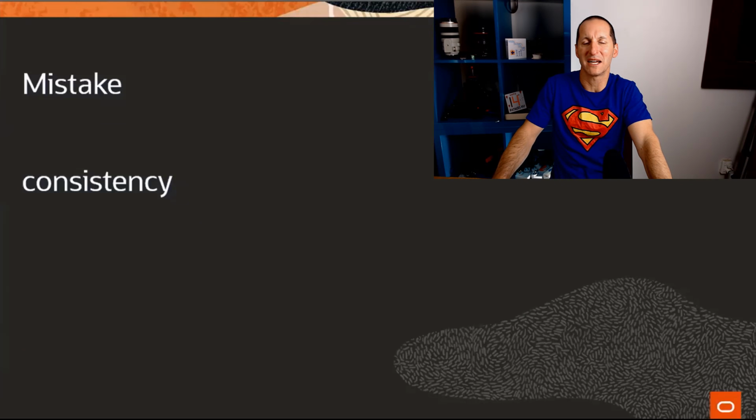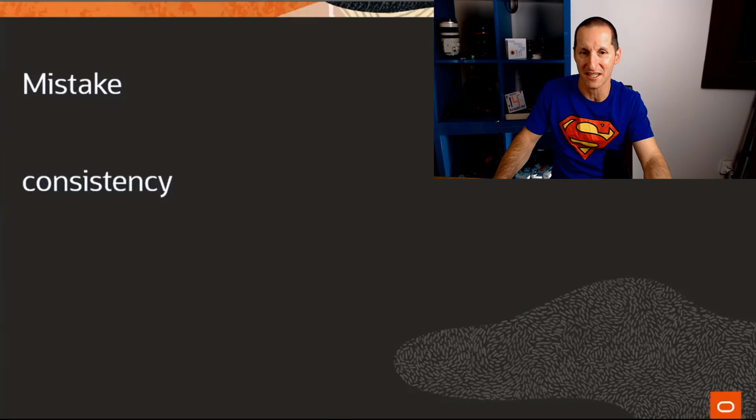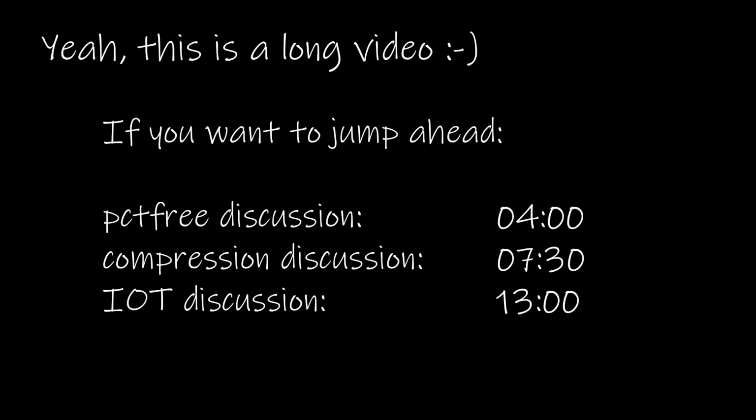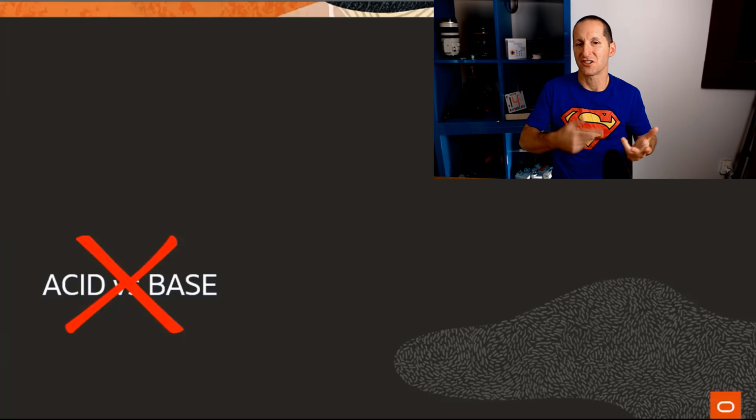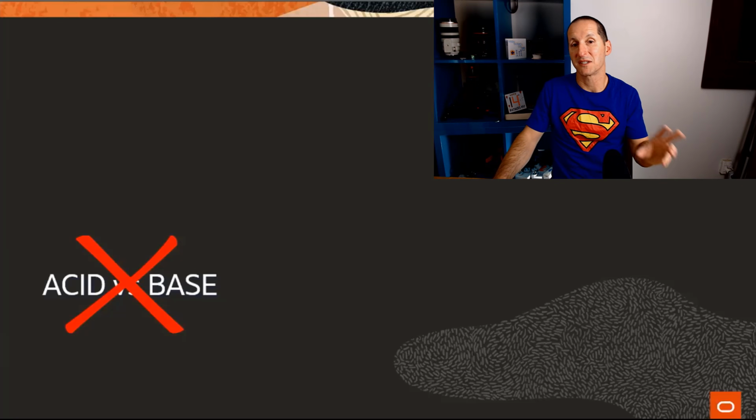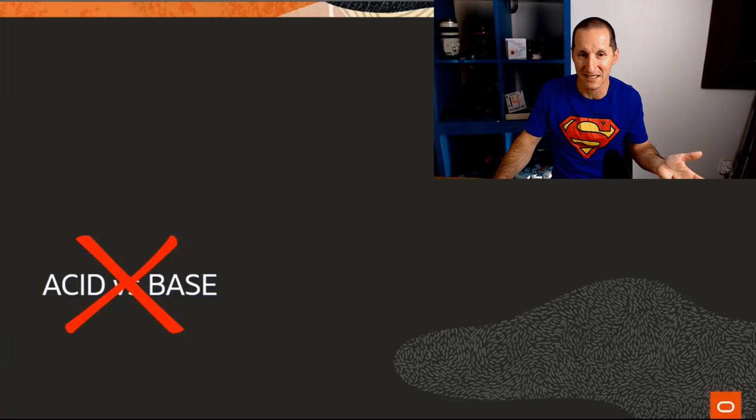Let's talk about what I mean by consistency as a mistake. I'm not talking about ACID versus BASE here. If you're unfamiliar with those terms, ACID is a property of relational databases: the concept of things like atomic transactions, durability, integrity, the kind of things we know and love in a relational database, versus BASE, which stands for basically available, soft state, and eventually consistent.